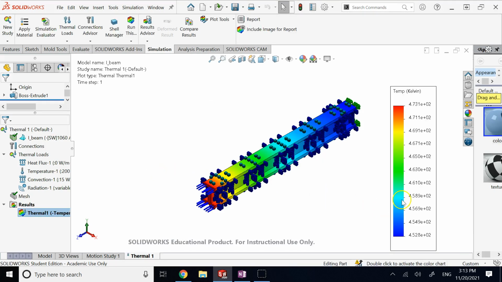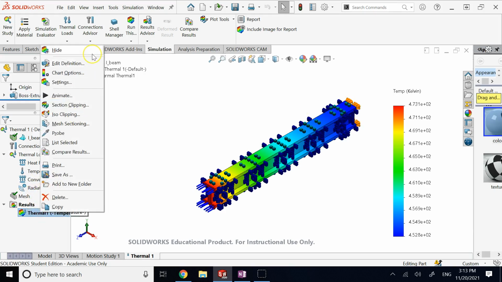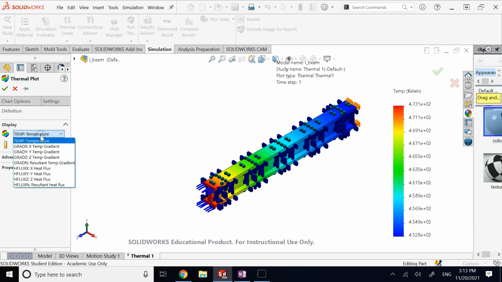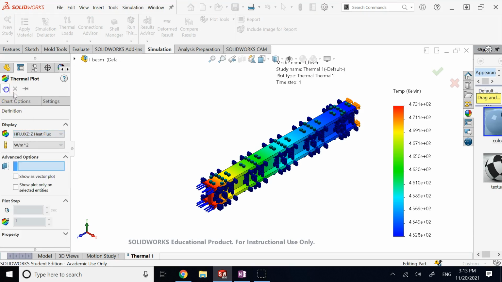There we go. So now, last time, if you remember, it went from 473 to 467. This time it goes to 453. So now your temperature drop is 20 degrees Kelvin instead of 6 degrees that you had last time. And that's obvious because you are now losing a bunch of heat on the top surface as well, right? And now if you go ahead and change this definition to something else instead of this, let's say heat flux in the z direction.